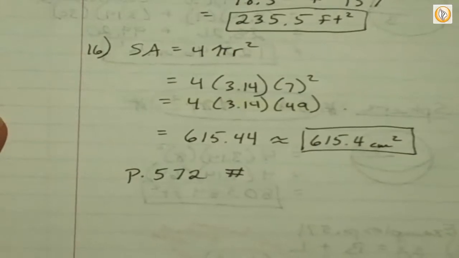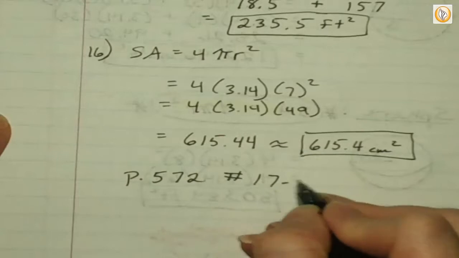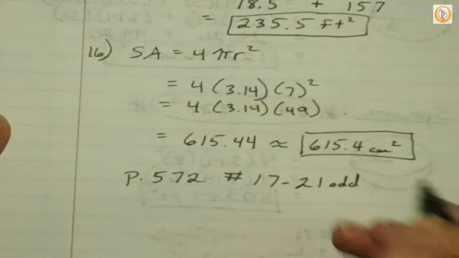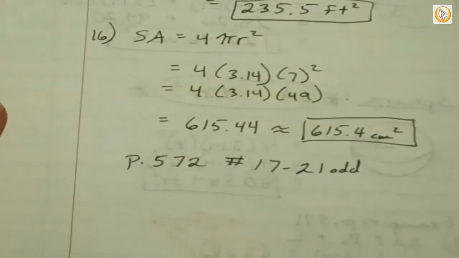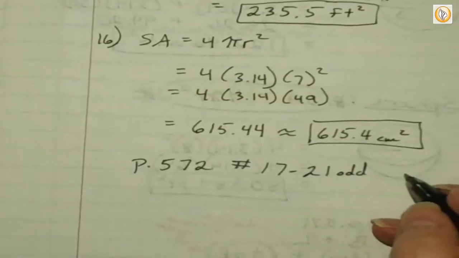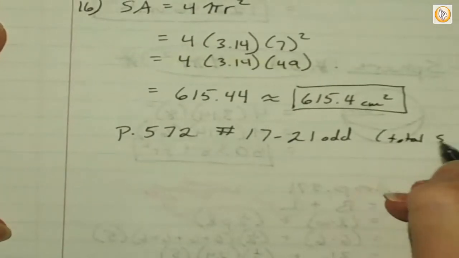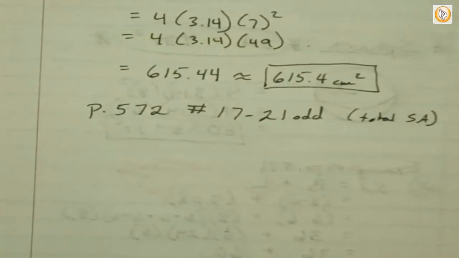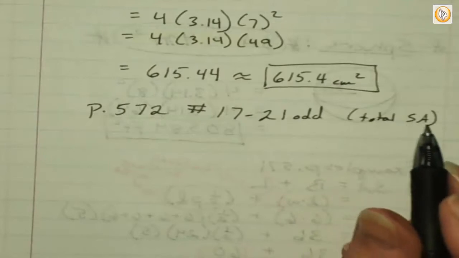So you're going to do 17 to 21 odd. And you're only finding your total surface area. I don't care what the directions say, you're only finding total surface area. Don't do the other stuff.